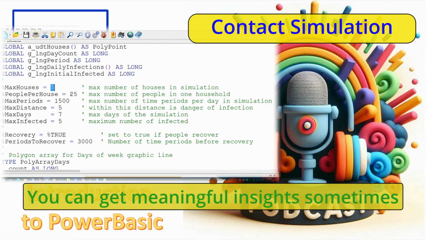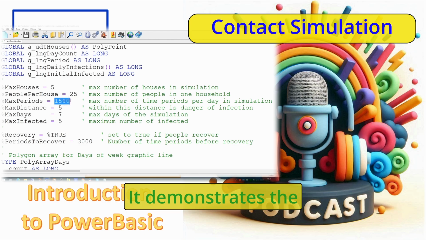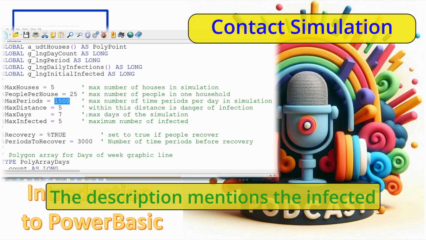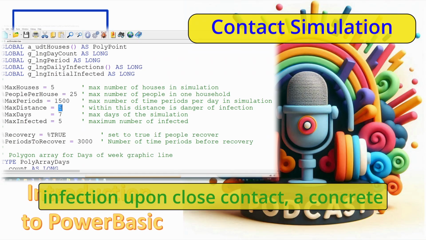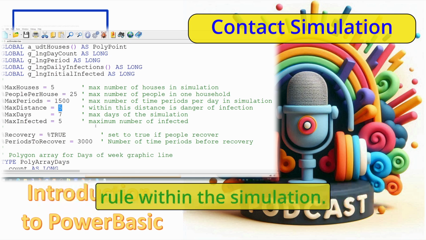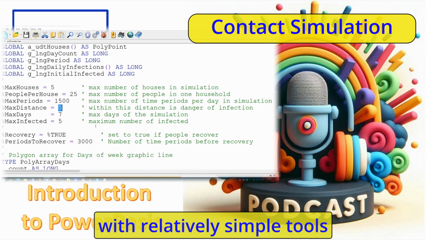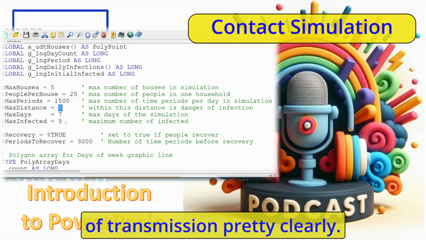That's a key point. You can get meaningful insights sometimes without massively complex code. It demonstrates the principle effectively. And it even specified the infection chance. It did. The description mentions the infected routine gave a 1 in 20 chance of infection upon close contact, a concrete rule within the simulation. So this basic model, built with relatively simple tools, still manages to show these fundamental principles of transmission pretty clearly.